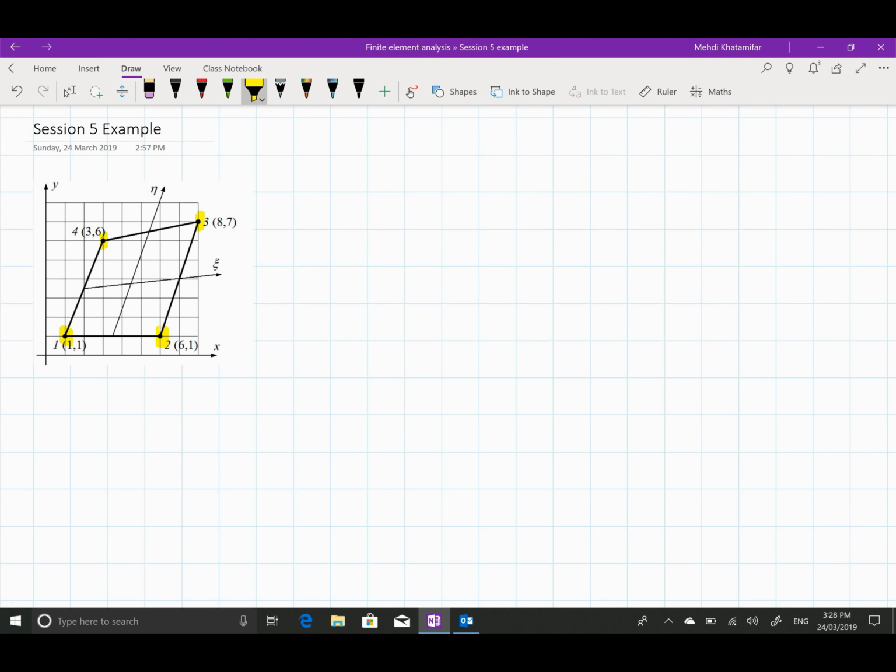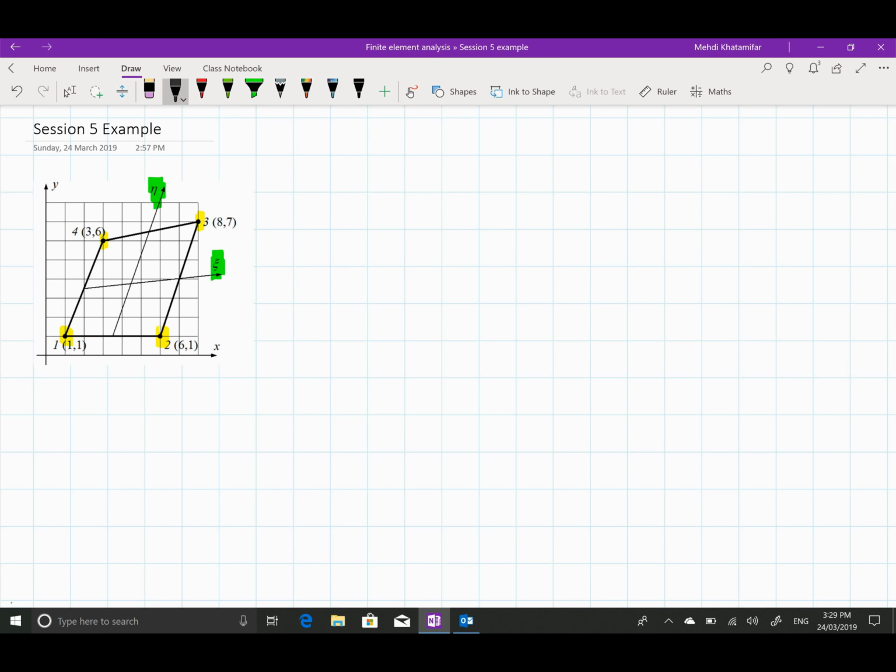It doesn't matter which direction you name them, but you need to be consistent and keep that naming consistent all over your solution. So let's see what is going to happen if I convert this xy axis to the normalized axis of psi and eta. So let's draw it.